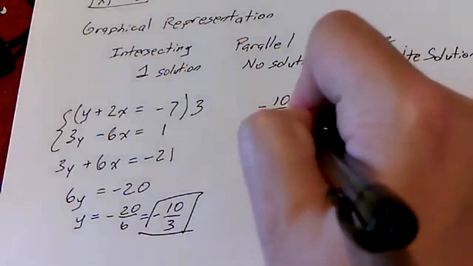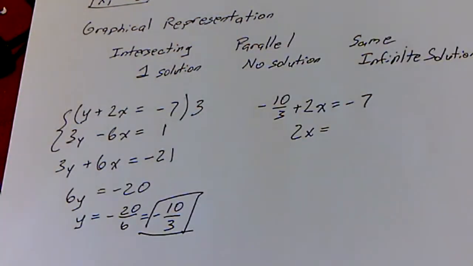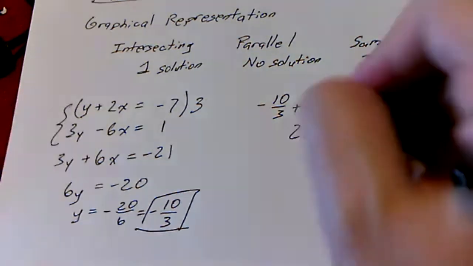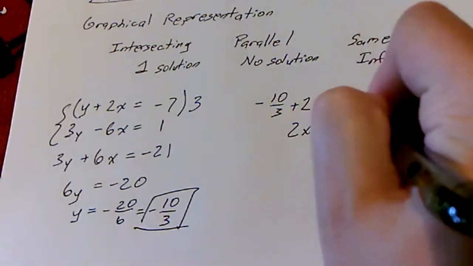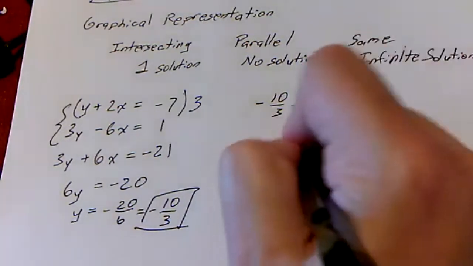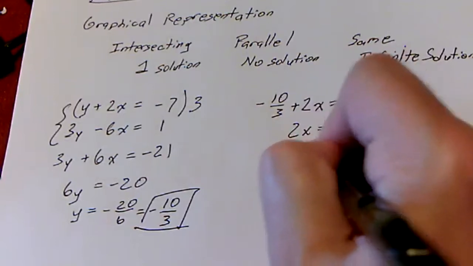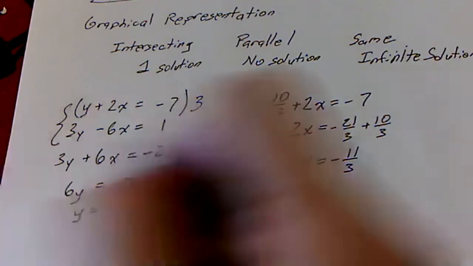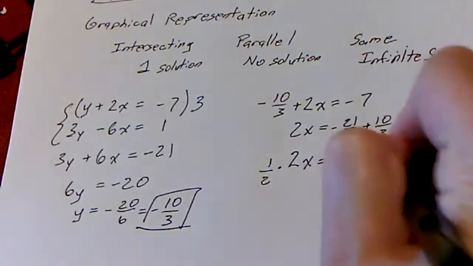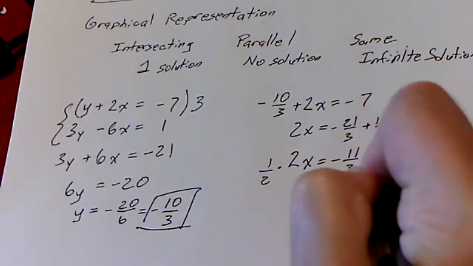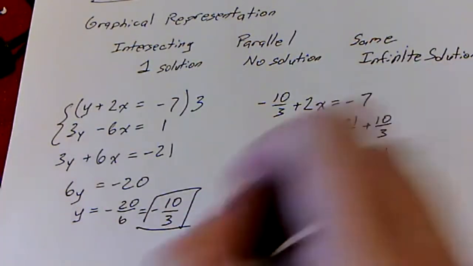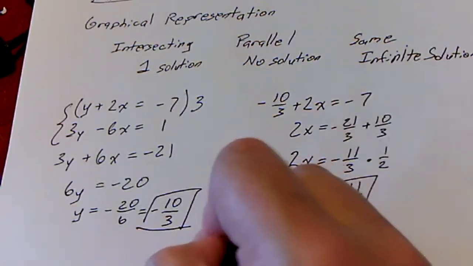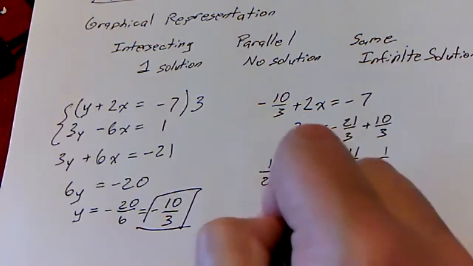So I'm going to move the 10 thirds over. So I've got 2x is equal to negative 7 plus 10 thirds. 7 would be 21 thirds. I'll show it in some detail here to get our thinking going for the semester, but in general, I won't necessarily show every one of those steps. So I've got negative 11 over 3. Now remember, dividing by 2 is the same thing as multiplying by a half. So x is going to be negative 11 over 6. So my solution is negative 11 over 6, negative 10 over 3.